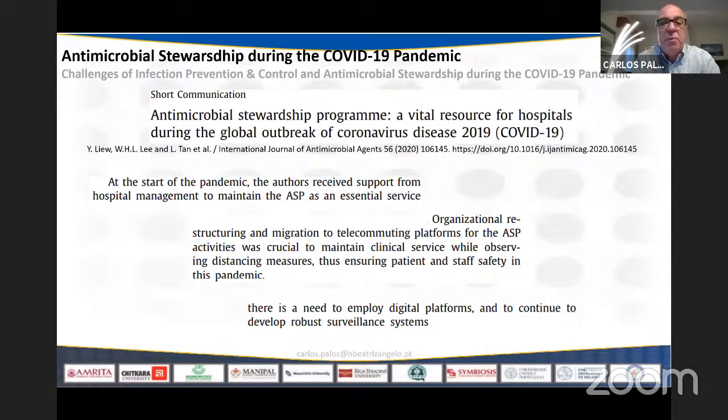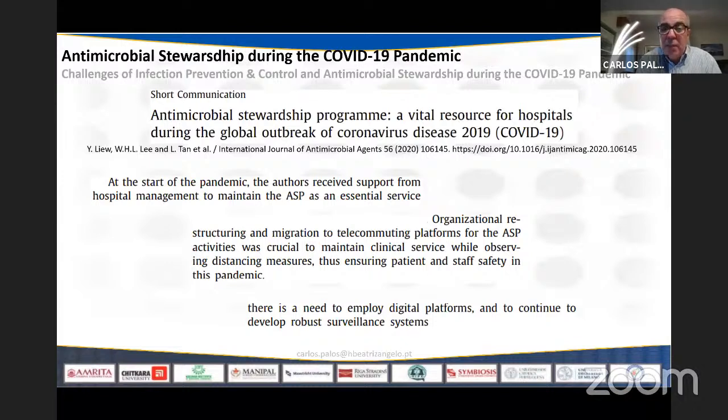This is a paper from South Korea. Okay, then they said that they had to change from person-to-person contact to computerized ways of doing their stewardship. And finally, they conclude that there is a need to employ digital platforms and to continue to develop robust surveillance systems.